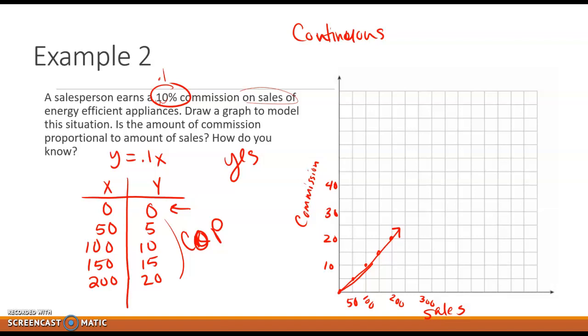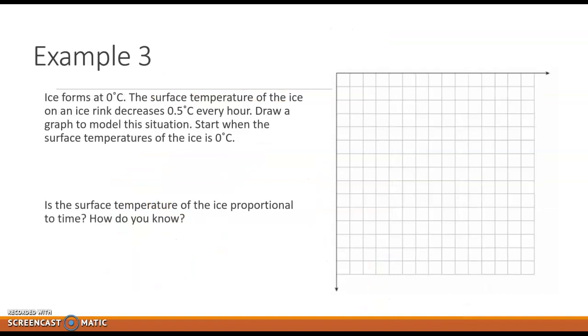That's our slope. All right, next equation. Ice forms at 0 degrees Celsius. The surface temperature of the ice on an ice rink decreases 0.5 degrees Celsius every hour. Draw a graph to model the situation and then start when the surface temperature of the ice is 0.